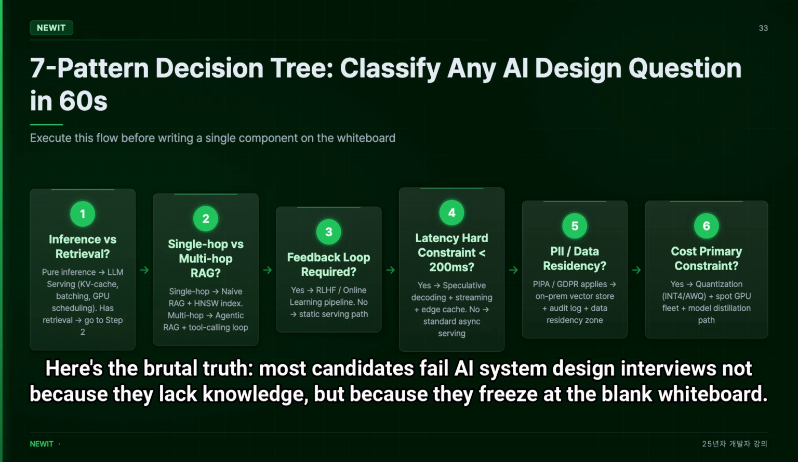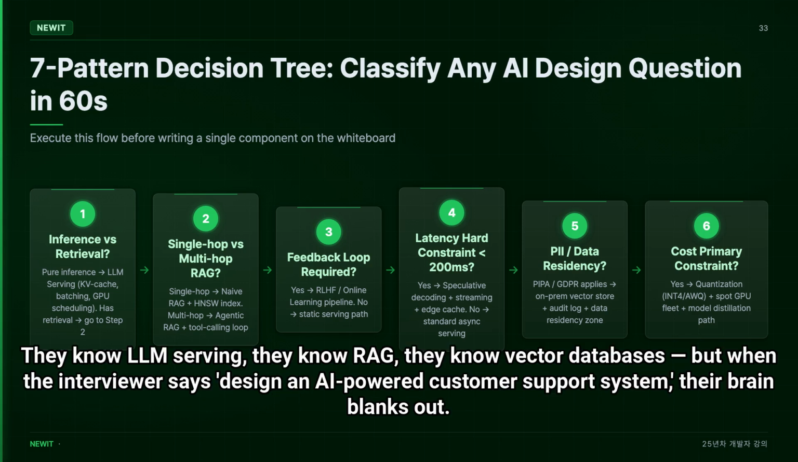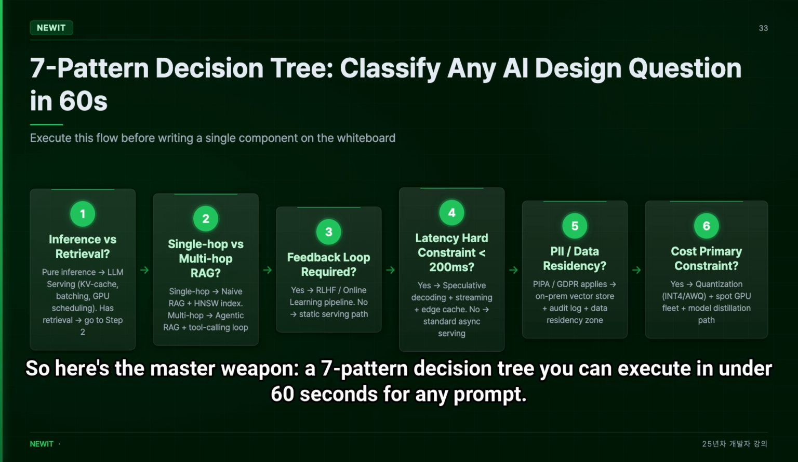Here's the brutal truth. Most candidates fail AI system design interviews, not because they lack knowledge, but because they freeze at the blank whiteboard. They know LLM serving, they know RAG, they know vector databases. But when the interviewer says design an AI-powered customer support system, their brain blanks out. So here's the master weapon, a 7-pattern decision tree you can execute in under 60 seconds for any prompt.